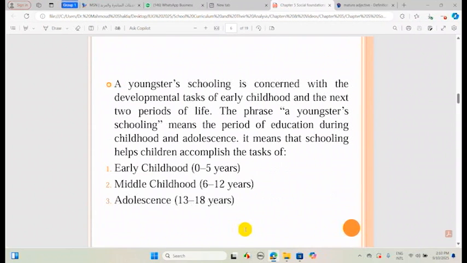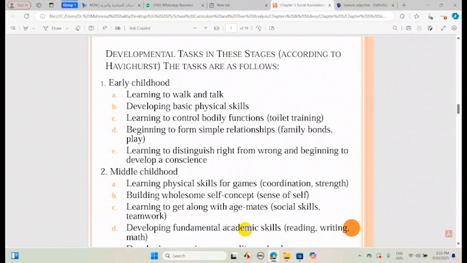A youngster's schooling is concerned with developmental tasks of early childhood and the next two periods of life. The phrase a youngster's schooling means the period of education during childhood and adolescence. It means that schooling helps the children accomplish the tasks of early childhood, middle childhood, which means elementary or primary school, and adolescence. Okay, now look at the developmental tasks in these stages according to Havighurst.